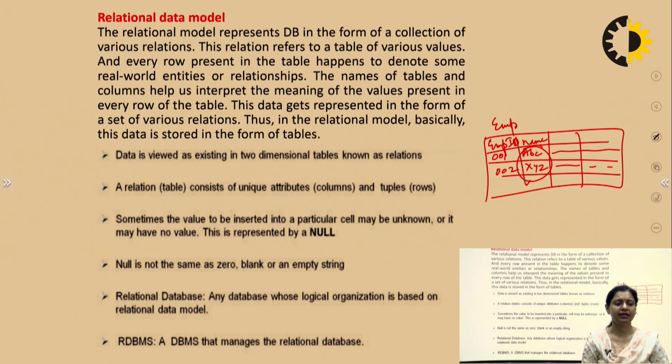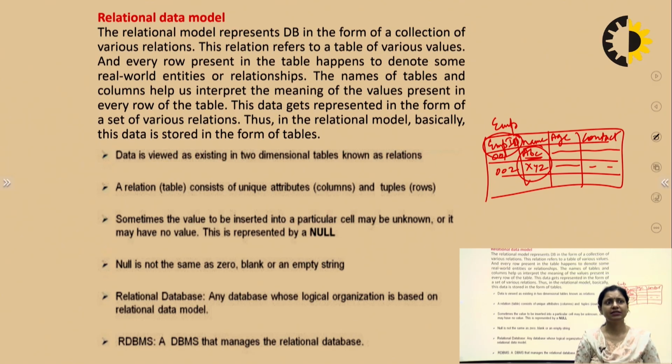Relationships, as in, if I talk about the person with the name ABC, this person would have an employee ID, some age, and a contact number. So he will carry some properties or attributes. They have a relation with each and every attribute that is there in the table. The names of the tables and the columns help us interpret the meaning of the values present in every row of the table.